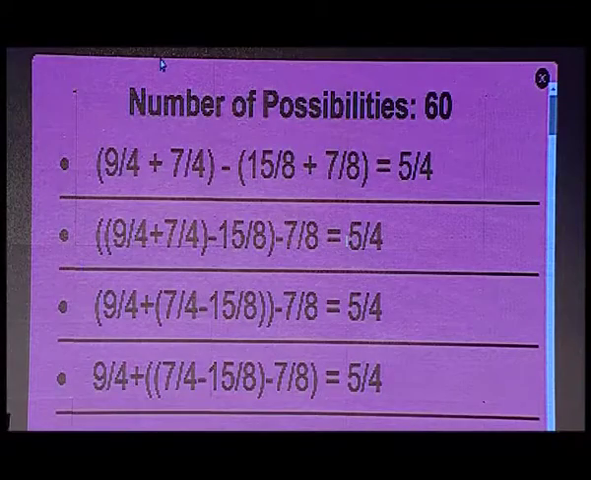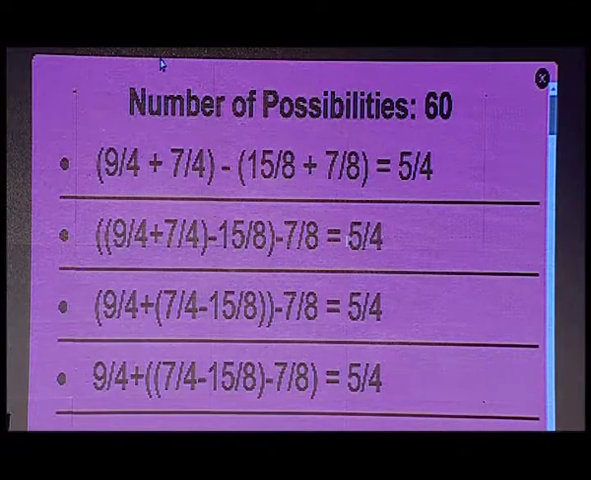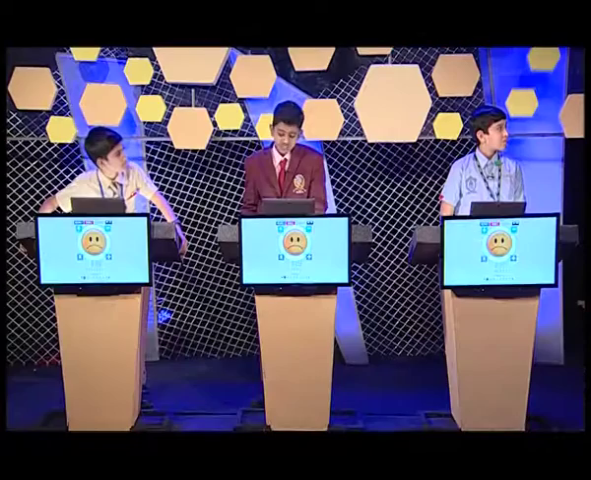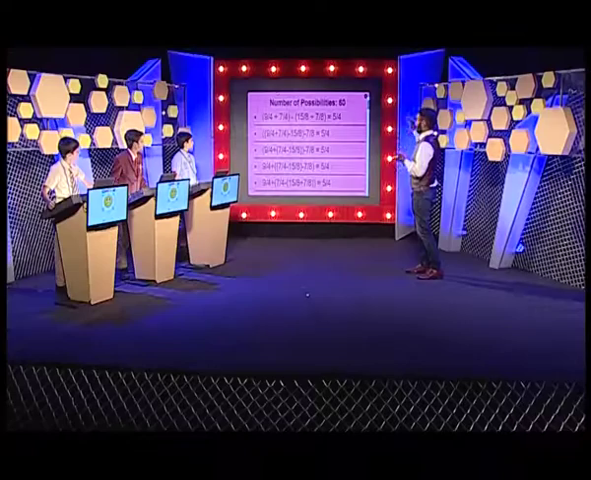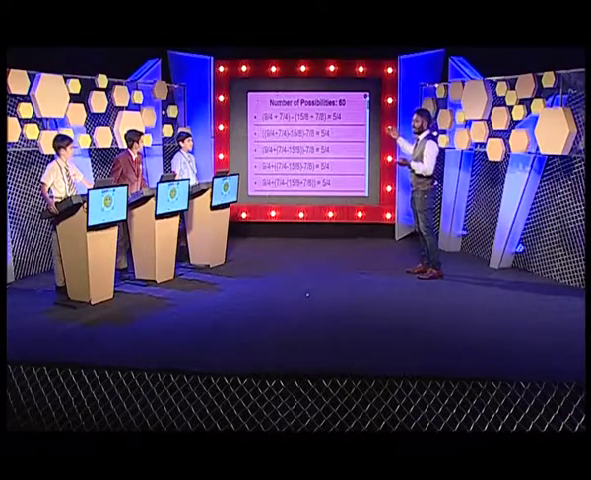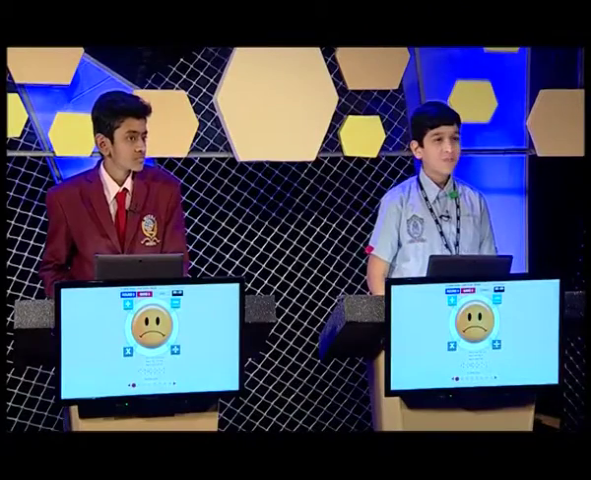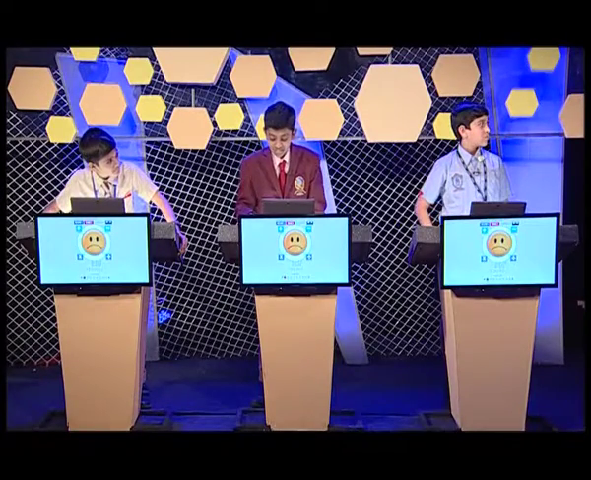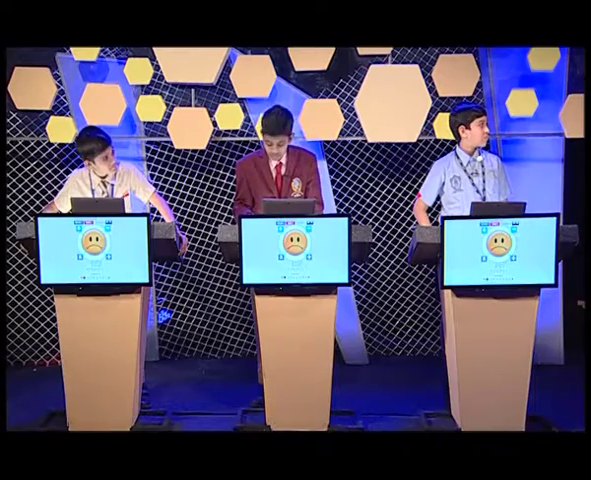You needed to add 9 by 4 and 7 by 4, then subtract that from 15 by 8 and 7 by 8. That would have given you a result of 5 by 4. That was one of the possibilities, the one we've ranked 1. It's not necessary that's the only possibility, because there are 60 other possibilities available. And any of them could have been your choice of usage. Did any of you try any of these? Which one were you working on, Rishi? 9 by 4 minus 15 by 8.